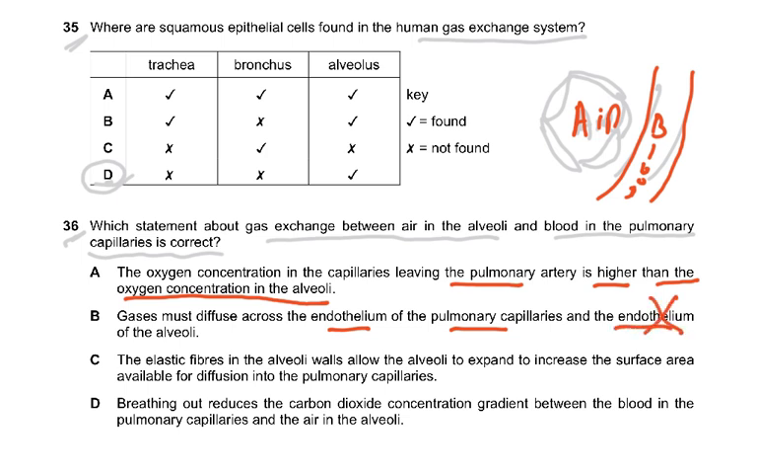This is wrong. Endothelium of the alveoli is wrong. Endothelium is only in the capillaries. The elastic fibers in the alveoli walls allow the alveoli to expand to increase the surface area available for diffusion into the pulmonary capillaries. Yes, that's the correct answer. Breathing out reduces the carbon dioxide concentration. How can breathing out reduce the gradient between the blood in the capillaries and the air in the alveoli? The air is refreshed, so less carbon dioxide. So how can it reduce that? In fact, when the air is refreshed, all the carbon dioxide is removed.